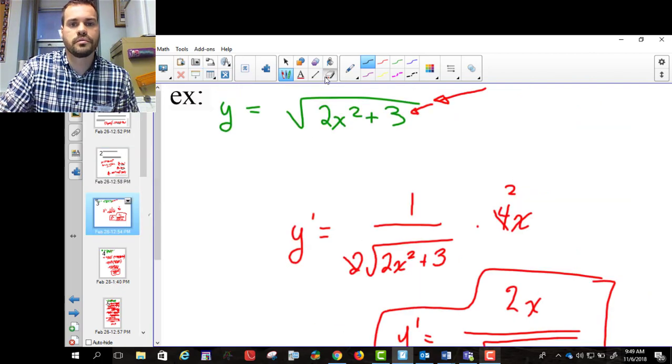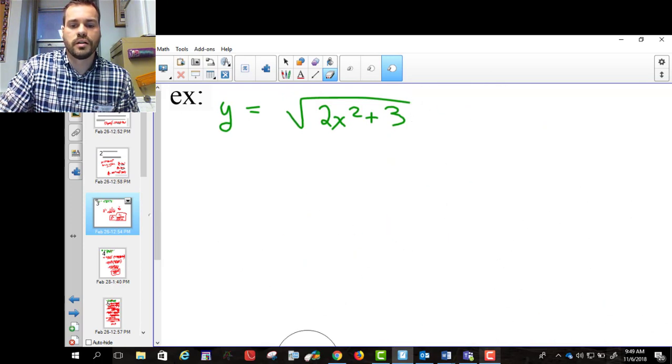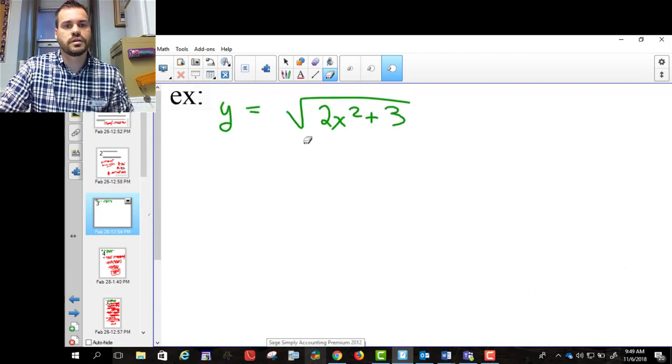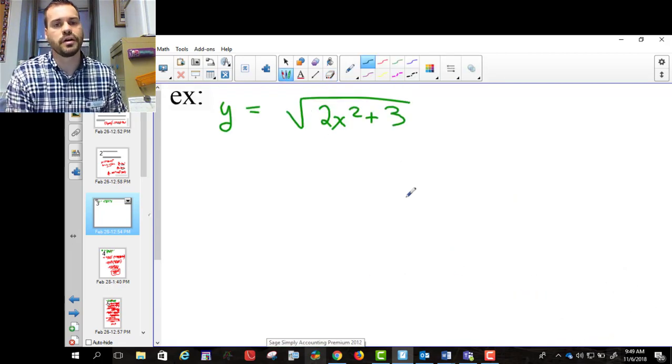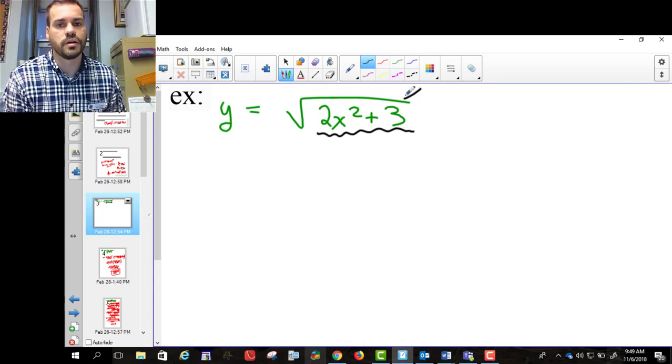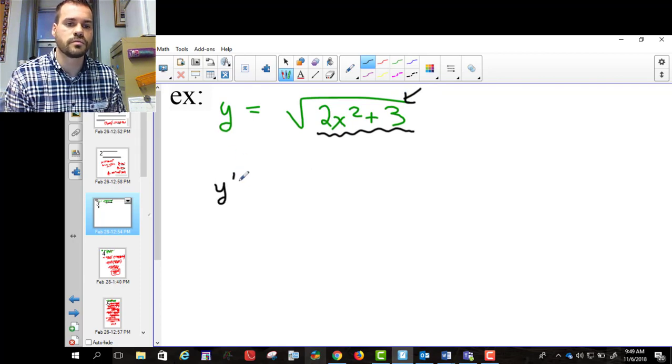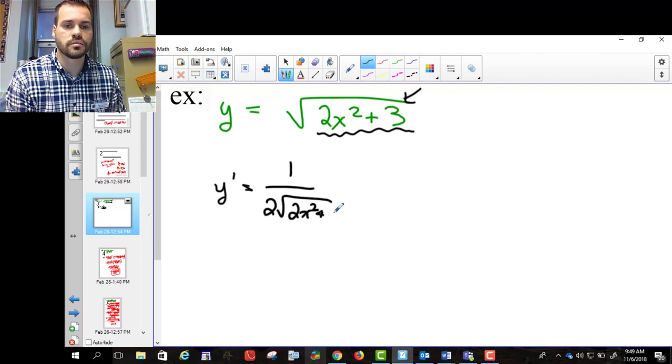Here's another example. What we're going to try to do is take the derivative by looking at what's the biggest function, the outside function, first. If I look at this function, I've got this inside, but it's inside of this square root. So the biggest function is the square root. What's the derivative of the square root of x? Pretending that's x, we know that's 1 over 2 root x. So I'm just going to replace it with 2x squared plus 3. We write it as if we're just taking the derivative of the square root, and then we multiply by the derivative of what was inside the square root.